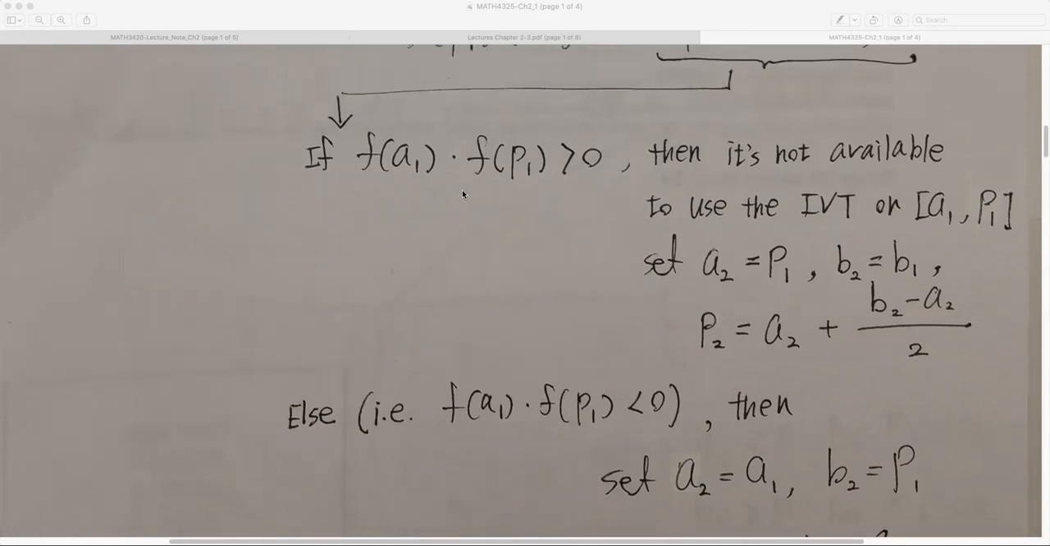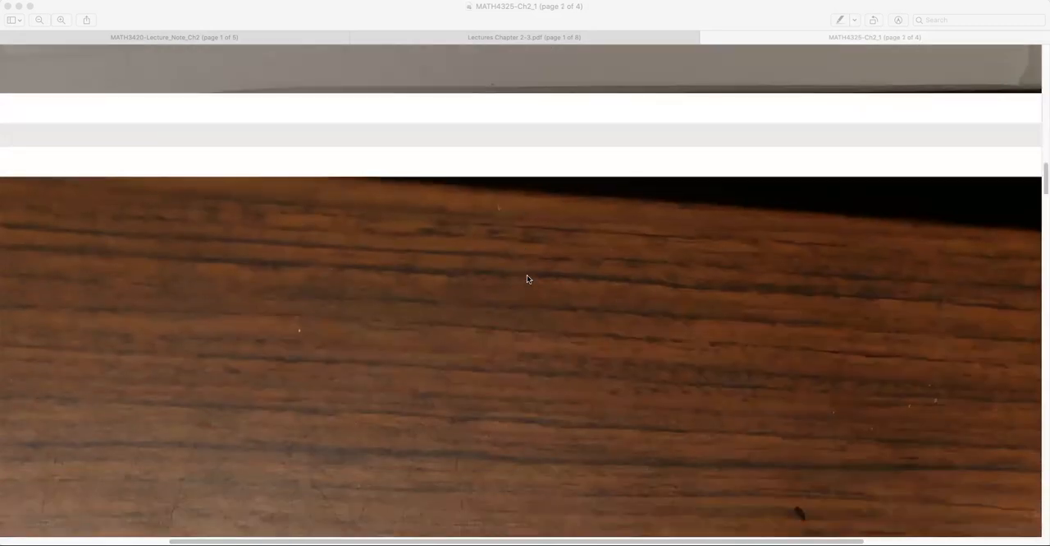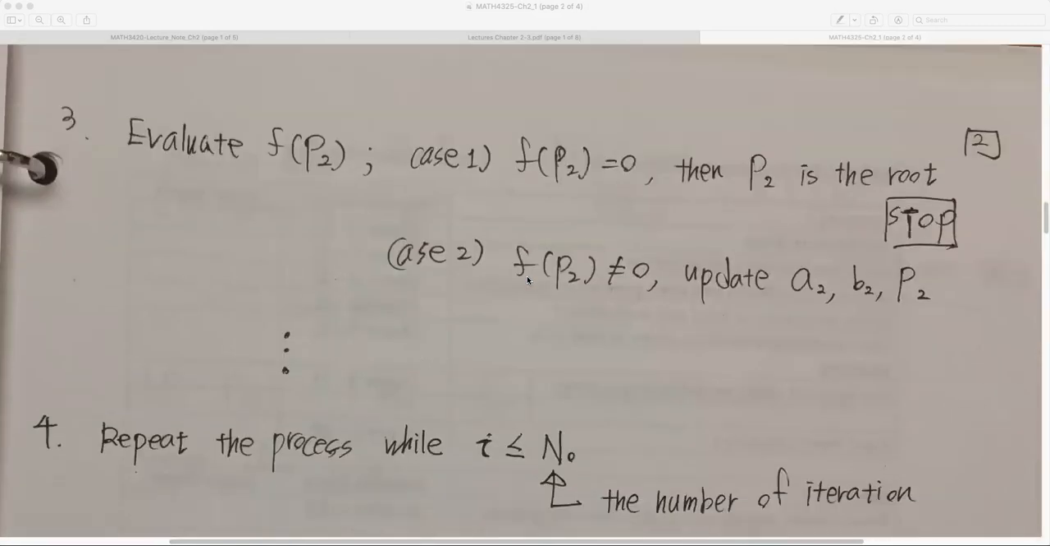Okay, so we'll see. Now next one, and then we evaluate f of p2. So f of p2 evaluate, and then we can think about two cases. f of p2 equals 0 means that p2 is a root, so stop. In the other case, f of p2 is less than 0, then update a to be p2.